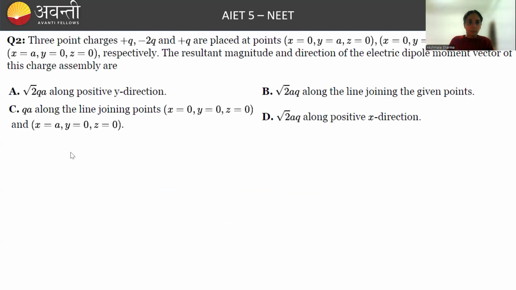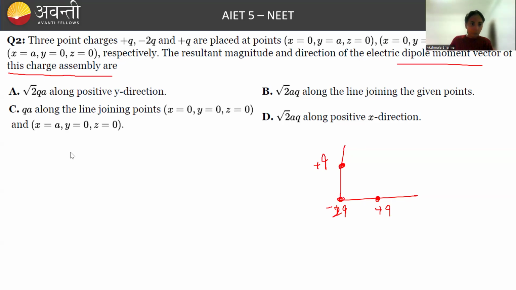Now let's look at this question. 3-point charges plus q, minus 2q and plus q are placed at points x equal to 0, y equal to a. So one charge is kept here, that is plus q. Okay. And minus 2q is kept at the origin. So here there is a charge minus 2q. And then plus q is kept at x equal to a, y equal to 0. That is here, again plus q. Okay? This is given. The resultant magnitude and direction of the electric dipole moment vector of this assembly are?